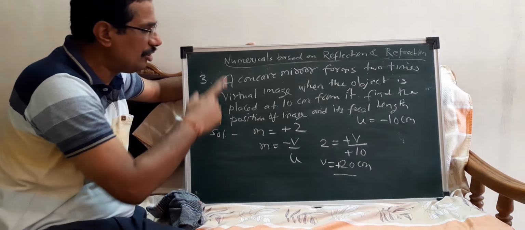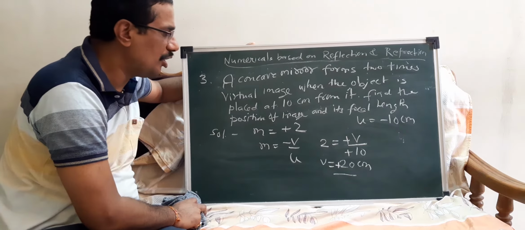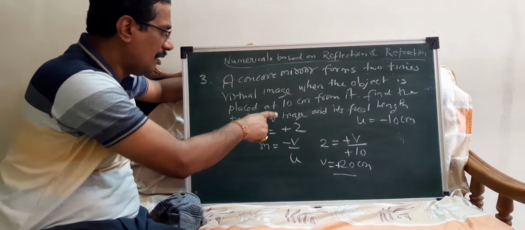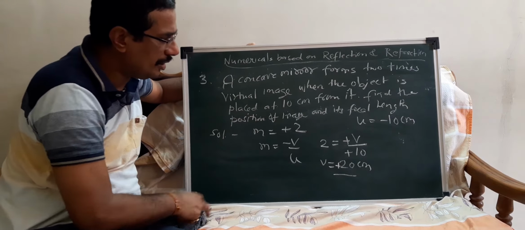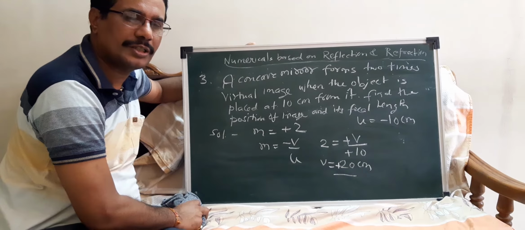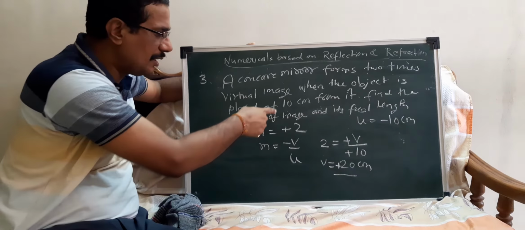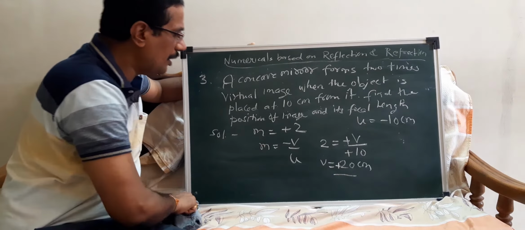A concave mirror forms a virtual image only when the object is kept between pole and focus. Now the object is kept at 10 centimeter. That means we have to check whether it is placed between focus and pole or not. So to find out the focal length, if it is greater than 10, then your answer is correct. So v is 20, we got it 20.